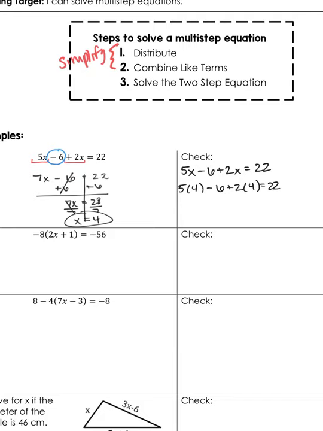So on the left side, I have to follow my order of operations, which says to multiply first. 5 times 4 is 20. I'll bring down my negative 6. 2 times 4 is 8. So now I have 20 minus 6 plus 8. Well, 20 minus 6 is 14. 14 plus 8 is 22. So that tells me my equation is balanced when x equals 4, so my answer was correct.